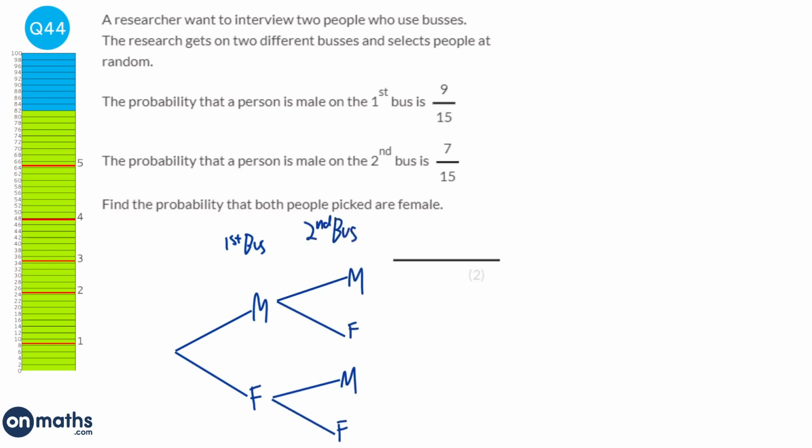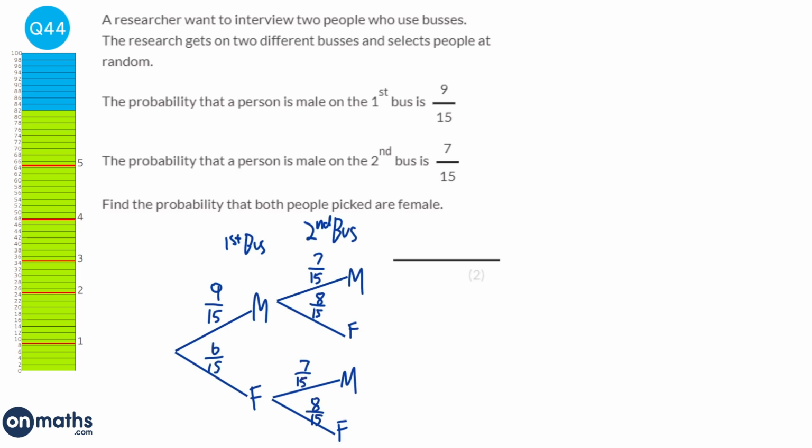So the probability of male on the first bus is 9/15, and therefore the probability of female is 1 minus 9 over 15, which would be 6 over 15. Male on the second bus is 7 over 15, and so female would be 8 over 15, because they need to add up to 1. And it's independent, so these will be the same. And the question is basically asking what is the probability that both will be female.